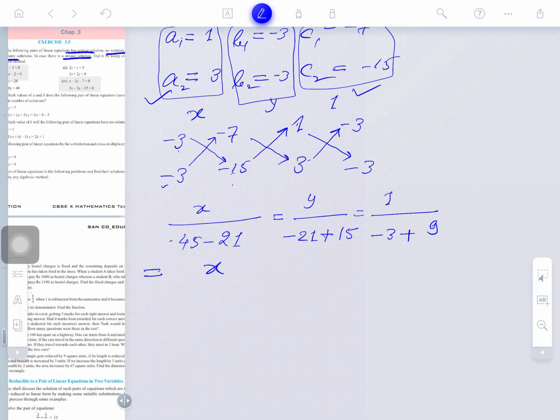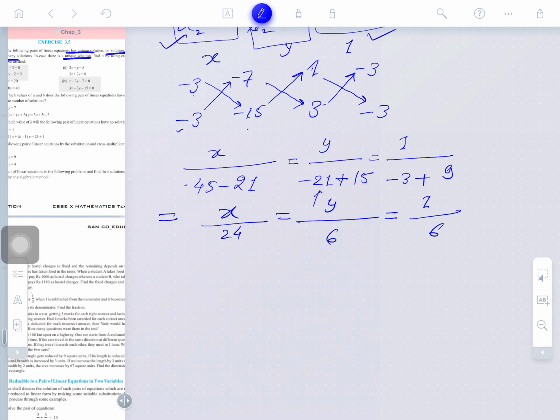Now carry on to the next, x divided by, what is the difference here, please tell me. It's 24 that will come. What the next is, it shall come here, minus 21 plus, how much is that, 6 will come here. And here 1, what the next will come here, 6 will come here. So you will solve further.